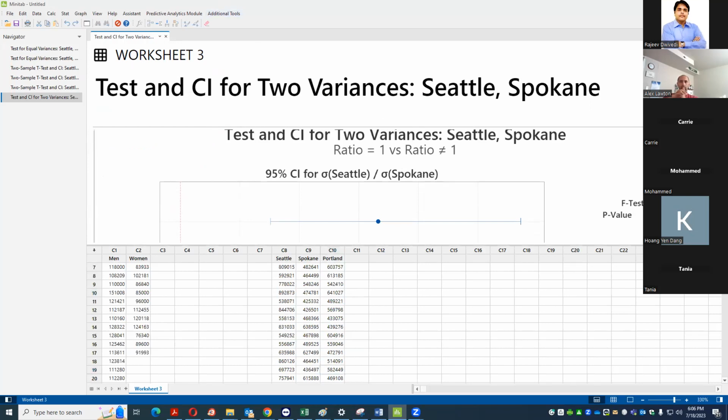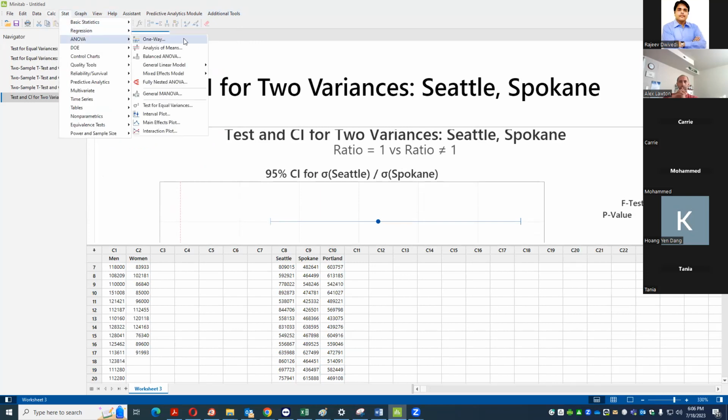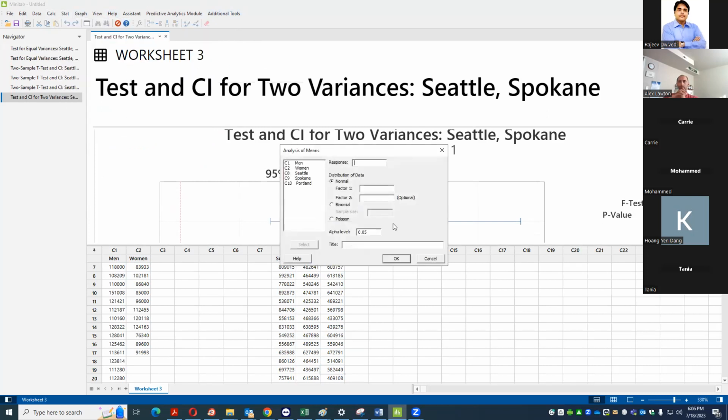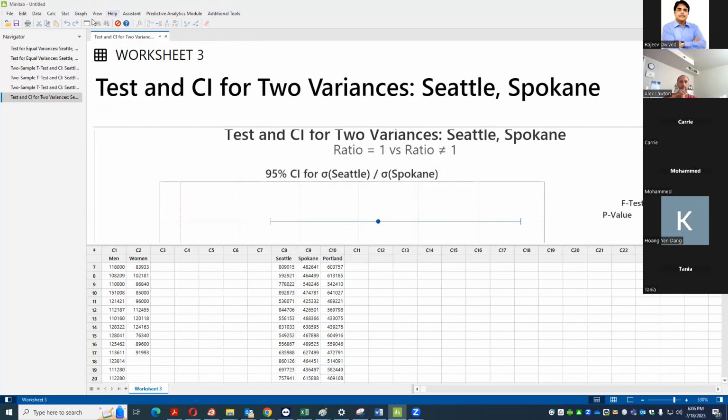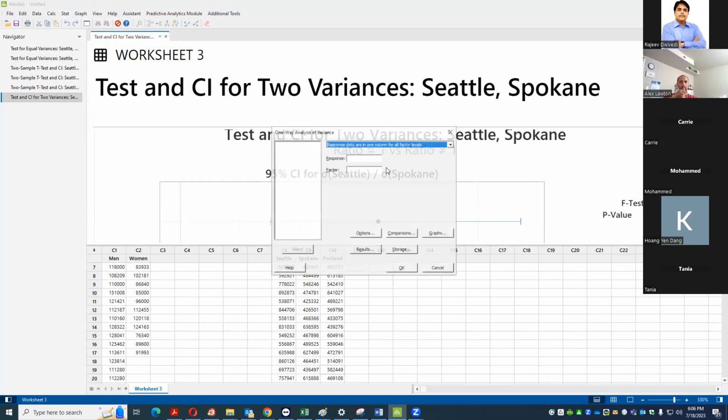Let's say what I'm going to do is statistics, ANOVA, analysis of means, and then again you can see using the same one-way ANOVA.